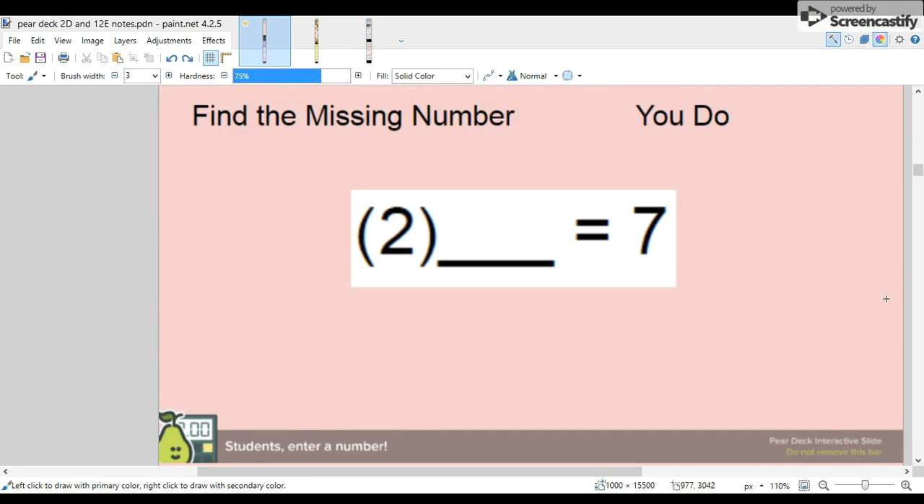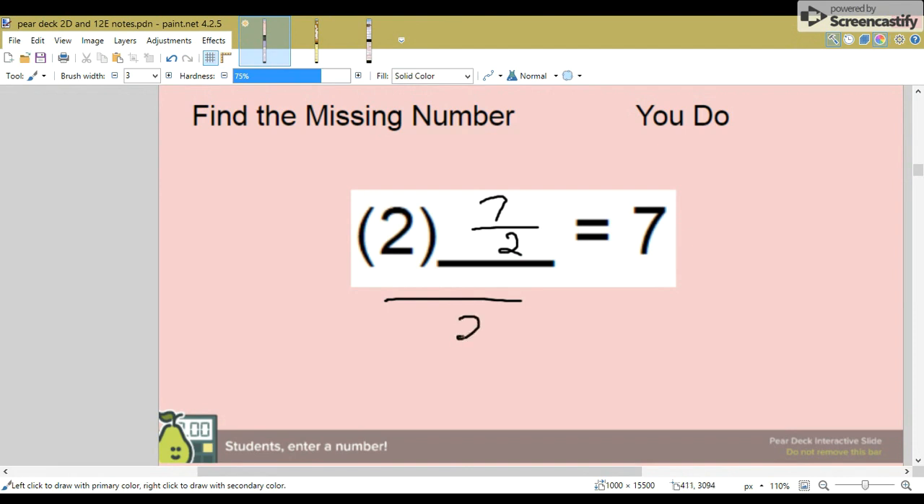On your Pear Deck slide, go ahead and try this one on your own. Pause the video, try this. 2 times something equals 7. 2 times 7 halves equals 7. To get that, you divide each term by 2.